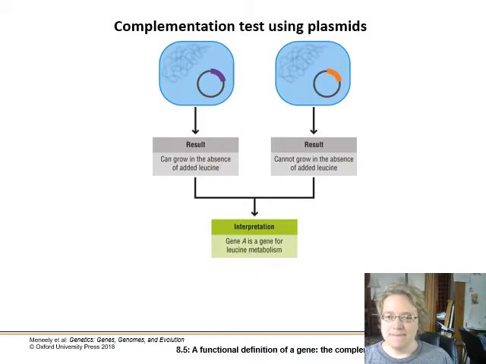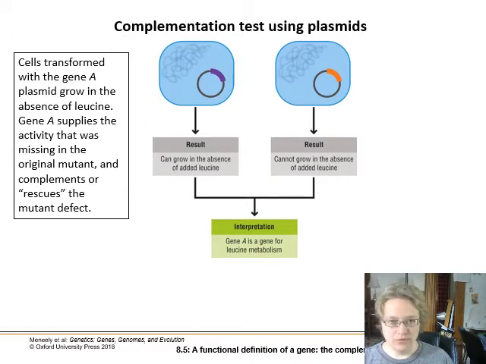Then we see whether, with the addition of that gene, we can grow those cells in a medium that doesn't have any leucine. Can it gain back that function? For gene A, we added that gene in and now it can grow. Cool, gene A is part of leucine metabolism. If we add gene B and it can't grow, we haven't rescued the mutant defect, so gene B was not part of leucine metabolism.